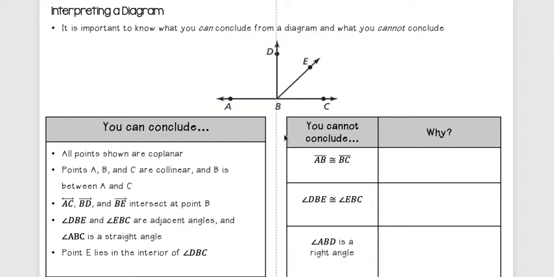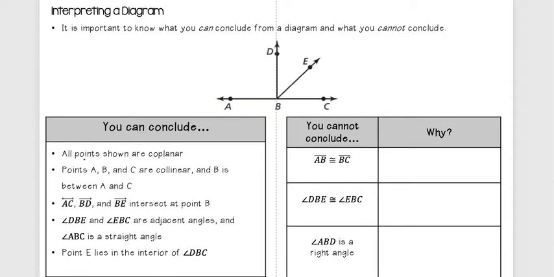So now for this last video, we're going to be talking about interpreting a diagram. In geometry, especially when we do stuff like proofs, which is going to be later on, it is important to know what you can and what you can't conclude from a diagram. So for example, let's say I have this diagram right here.